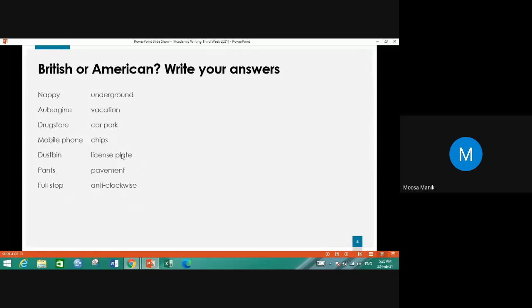So this is just a general idea. So what happens is, if you use the word vacation, use it throughout. If you use aubergine, use the word aubergine throughout. And if you use the word drugstore, use that throughout. So it's not actually a hard and fast thing, but some of your lecturers may not actually like it when you get that all mixed up. So make sure that you are consistent.